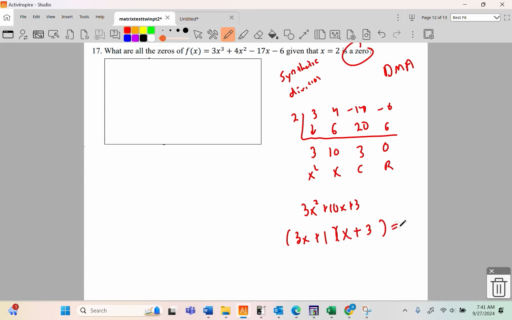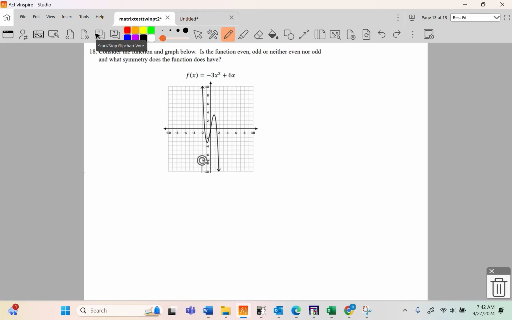So I know that by using what we call the zero product property, 3x plus 1 is nothing. So x is negative 1/3. Or x plus 3 is nothing, so x is negative 3. Those are my other two zeros. And the last one is about symmetry.